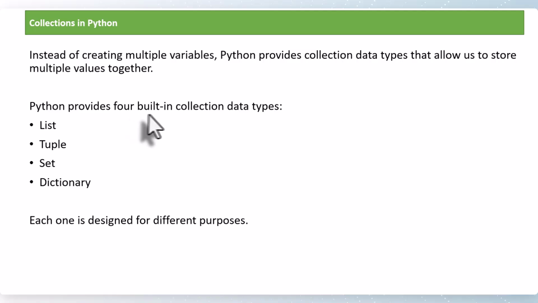Python provides four built-in collection data types, which includes list, tuple, set, dictionary, and each one is designed for different purpose. It means we have four different types of collections to store four different categories of data. And in this video, I am going to introduce these data types: list, tuple, set, and dictionary. Again, we are going to discuss in detail in the upcoming lessons.